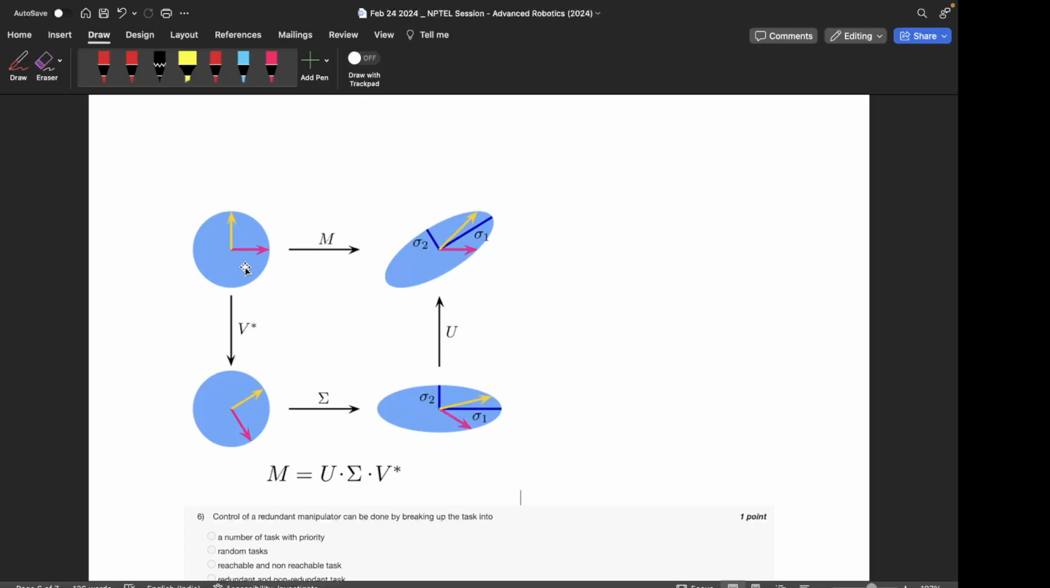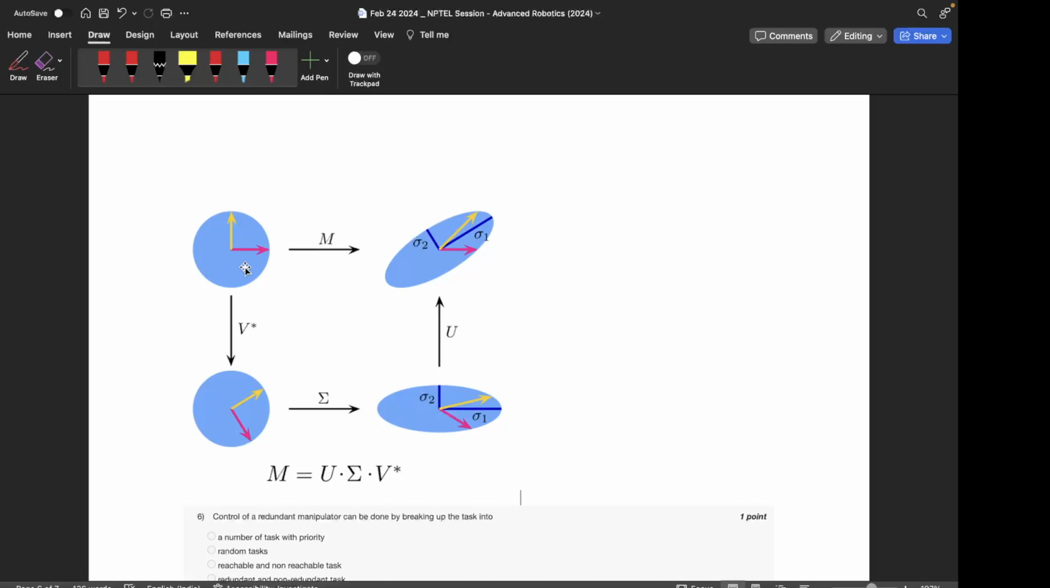To transform a circle into an ellipse, you have first stretched it, then also rotated it, right? So it's a combination of scaling and rotation. Now, this is the direct transformation from that circle to the final ellipse. This transformation can also be broken down into individual rotation, scaling, and then a rotation again. That's what SVD, or singular value decomposition, does.